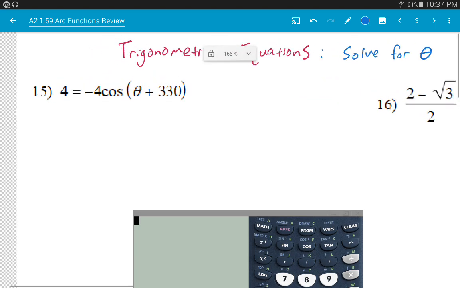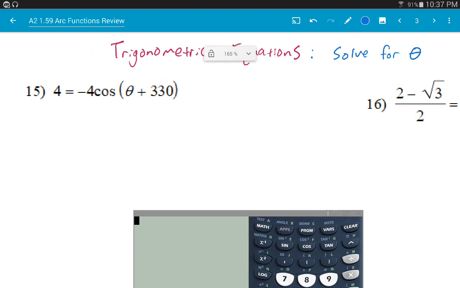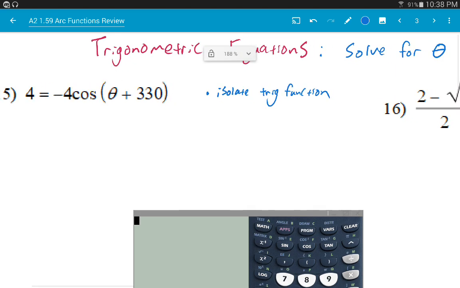So when I'm solving one of these, my goal is to first isolate the cos, the sine, the trig function, okay? So the first thing we do is isolate the trig function. Now the trig function is here. It's the cosine of theta plus 330. So what do I need to get rid of here? I'm going to circle the whole trig function.